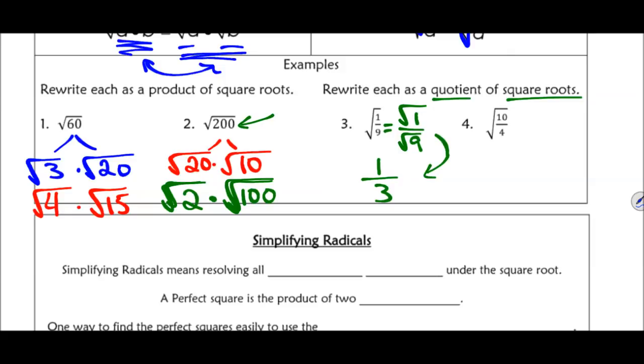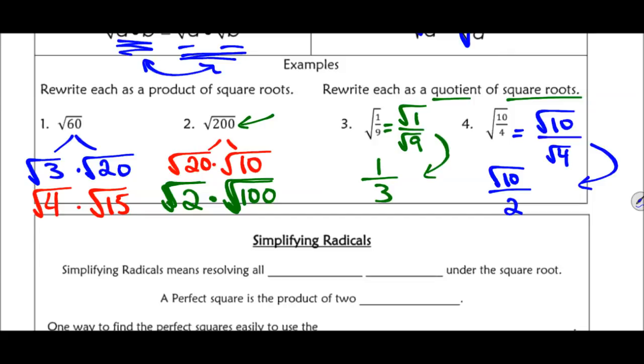On the fourth one, I'm going to split that into two square roots. The square root of 10 divided by the square root of 4. And I know the square root of 4 is going to be 2, so I can also simplify that one. That's the square root of 10 divided by just 2. This is a key first step into understanding how to simplify these. These actually aren't simplified, but we're going to take that one step further to actually make these more simple.